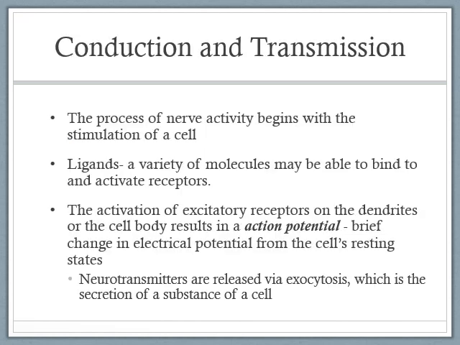So moving forward is conduction and transmission. The process of a nerve activity begins with the stimulation of a cell. Ligands are a variety of molecules that may be able to bind to and activate those receptors. This includes things such as neurotransmitters, hormones, and certain drugs. The activation of excitatory receptors on the dendrites or cell body results in an action potential, which is that brief change in electrical potential from the cell's resting state, which we just talked about under that terminology page. So if you need to go back to review it, feel free.